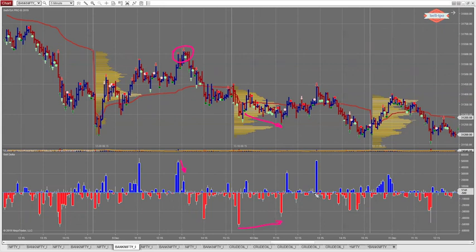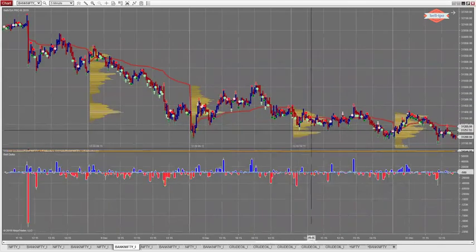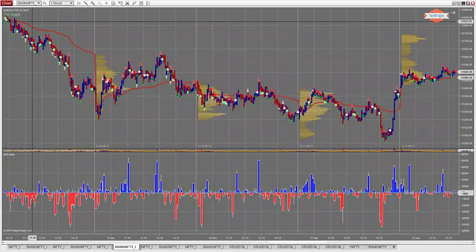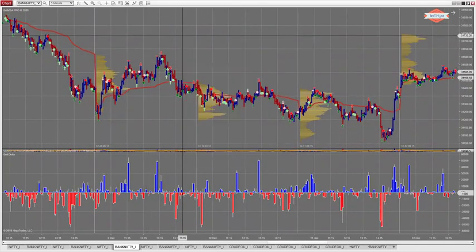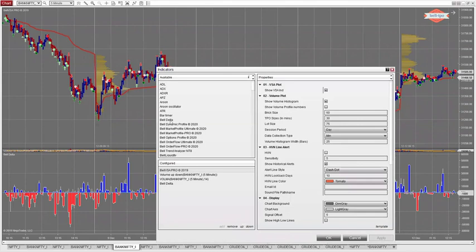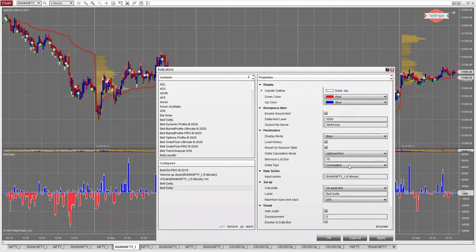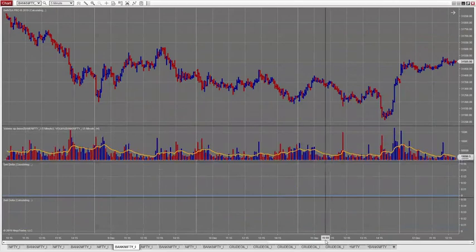All right. So it is easier to find delta divergence on a simple delta chart, divergence chart, than a cumulative delta chart. All right. But you can also combine this. So let's say I am again adding another bell delta. This time I am adding it as a cumulative. Let us see what happens.